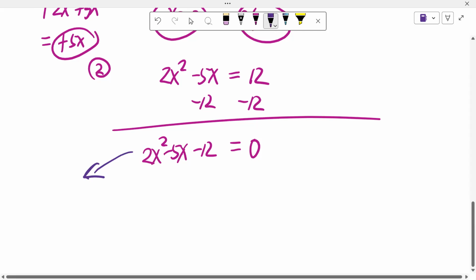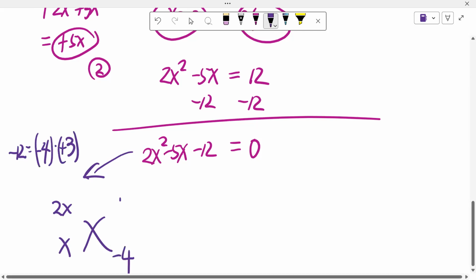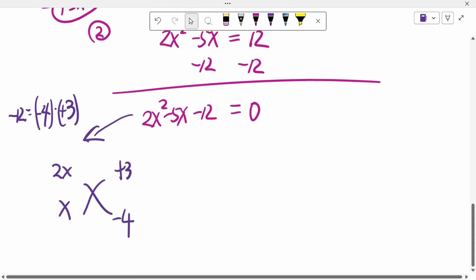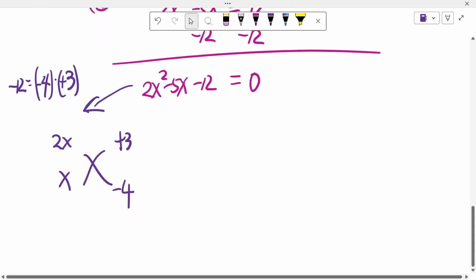Now from here, we're going to factor this trinomial. So break down 2x squared as 2x times x. And break down the negative 12. It will be 4 and 3, so it will be negative 4 and positive 3. Negative 4 goes here, positive 3 goes here. And if you cross multiply, you get plus 3x, and negative 4 times 2x is negative 8x. Combine them, it becomes negative 5x.